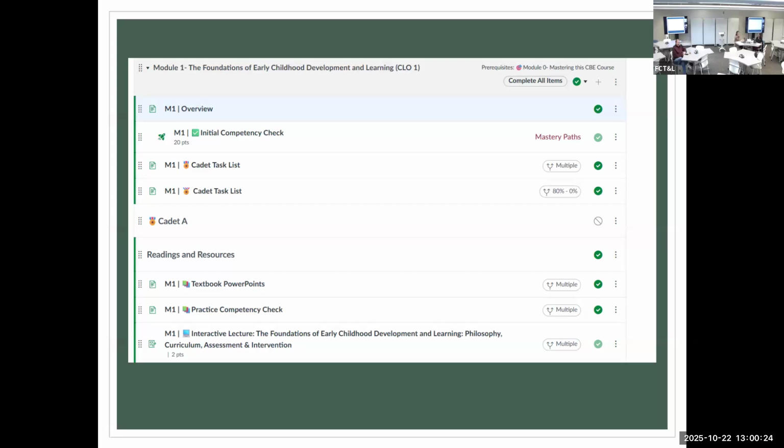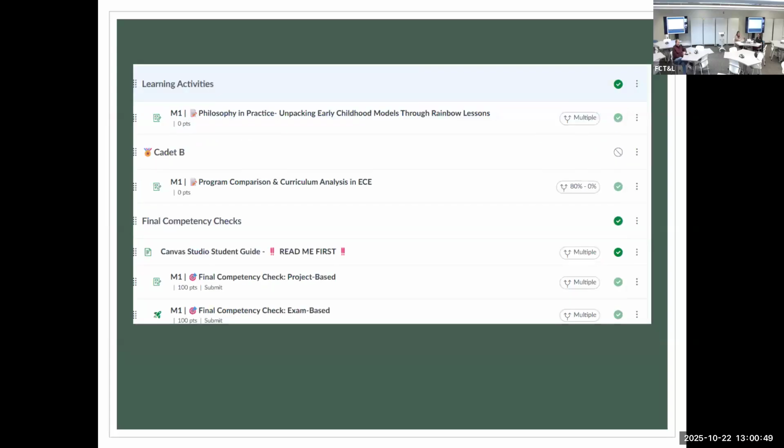So we set this up, and you can see the students didn't necessarily see what pathway they were on because that Cadet A was really for faculty only because it's not published. But that way, if Dr. Sciaraffa looked at this module, she would see, okay, that's the reading resources and the activities for those that scored above 80 and so forth. So that's what it looks like once you scaffold it and create your pathways in Canvas for after your initial assessment.